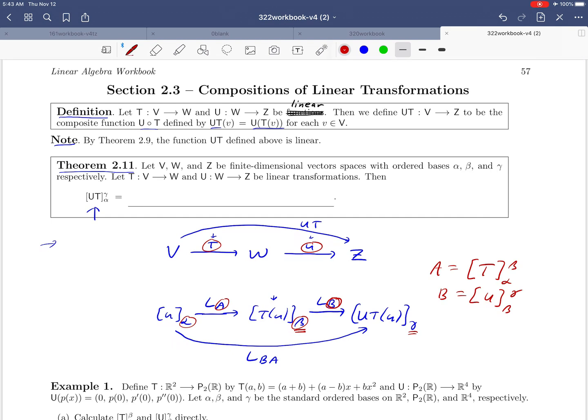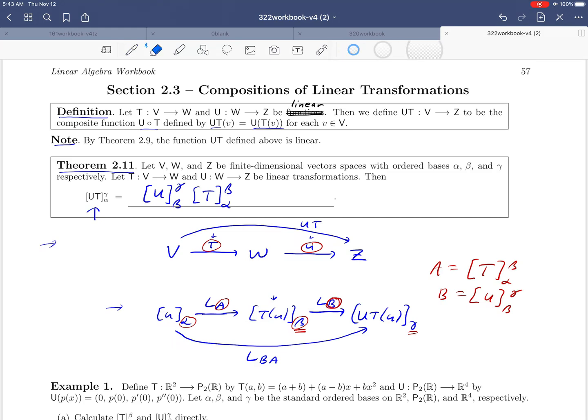In a nutshell then, what needs to go in the blank here is this. If we look at our diagram and pull it apart, the matrix of U going from beta to gamma, and the matrix of T going from alpha to beta. Again, you might think about this a little bit more and convince yourself that we wrote those two matrices in the correct order based on this diagram. It may seem backwards at first, but if you think about how function composition works, that's really the correct order.